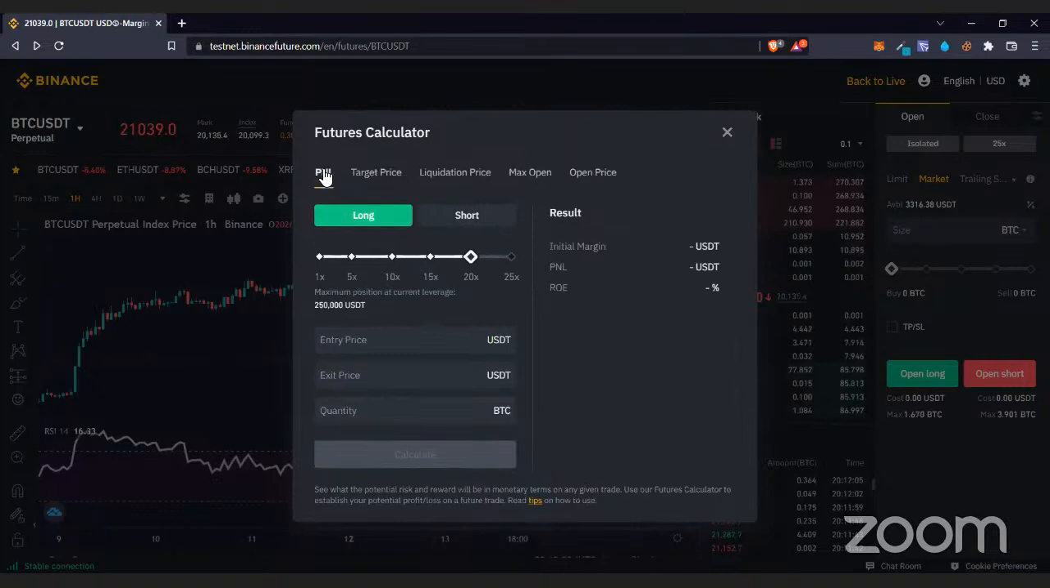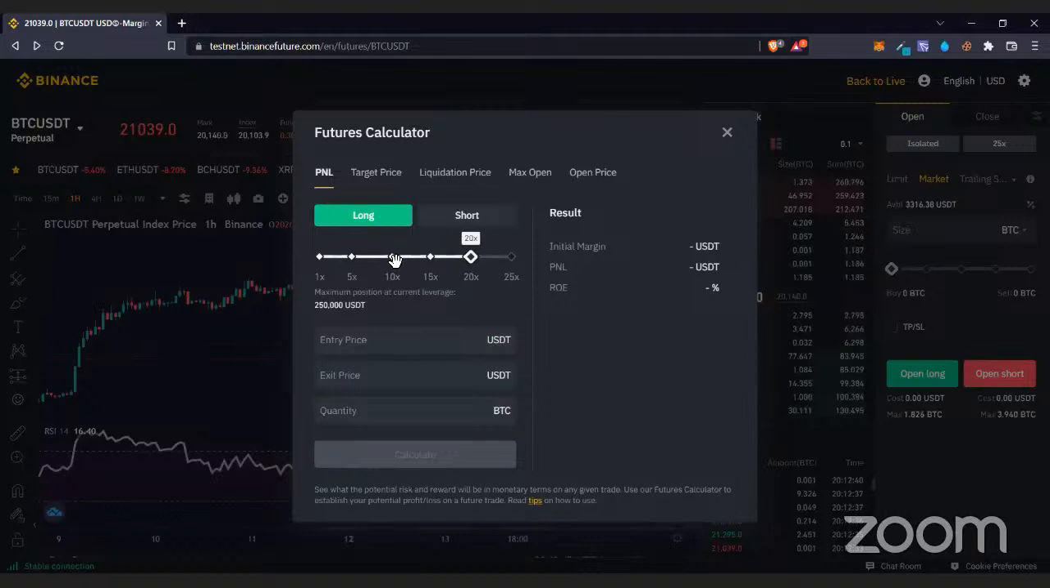So we start with the P&L. P&L stands for profit and loss. You can calculate the profit and losses for a long position and then for a short position as well. Any of these that you want to go with, you go ahead and select it. If you want to go for a long position, once you select the position you want to make your calculation for, the next thing is to select your leverage.